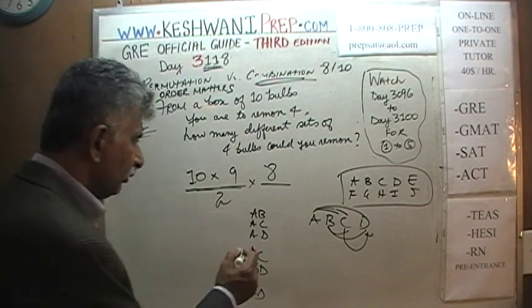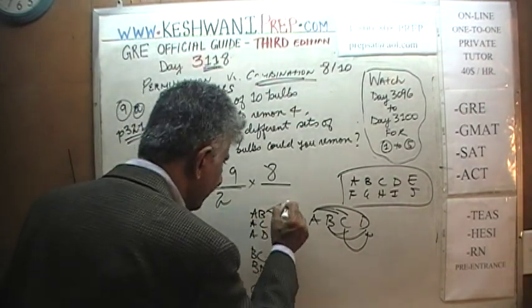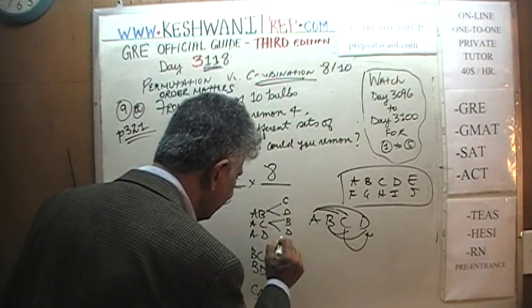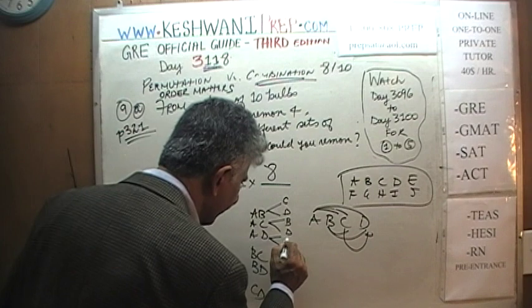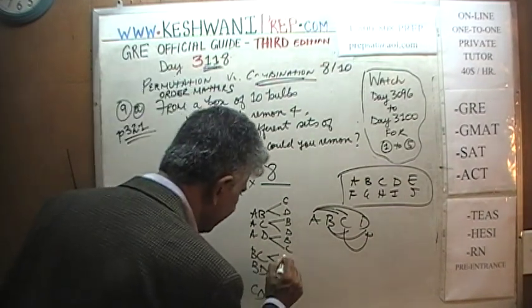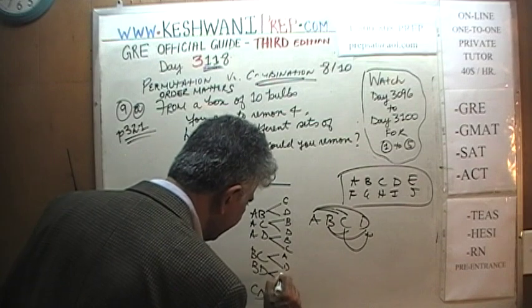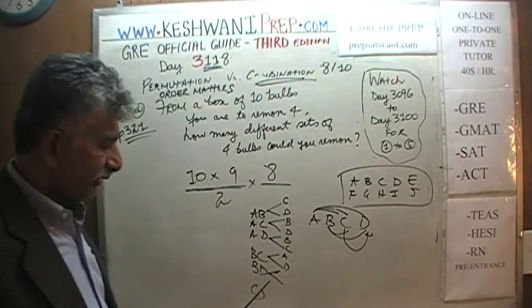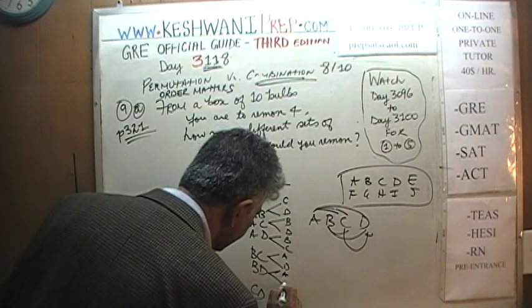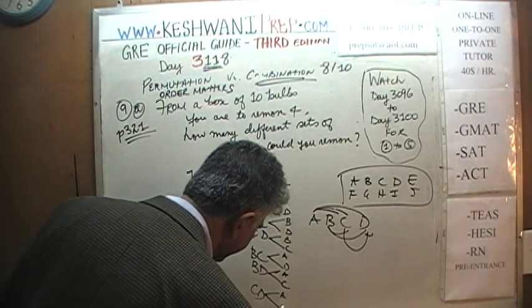Watch what happens. So if it's AB, we have two choices. We can either do C or D. If it's AC, we have two choices. We can either do B or D. If it's AD, we have two choices. We can either do B or C. If it's BC, we can either do A or D. If it's DB, if we pick B as the first one and D as the second one, we can either pick A or C. And if it's CD, we can pick either A or B.